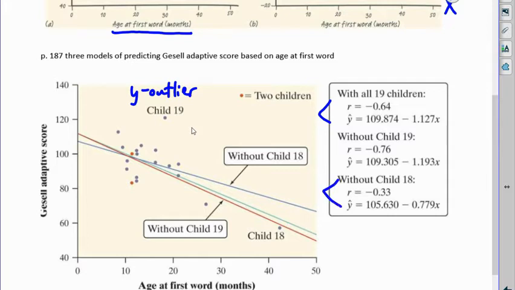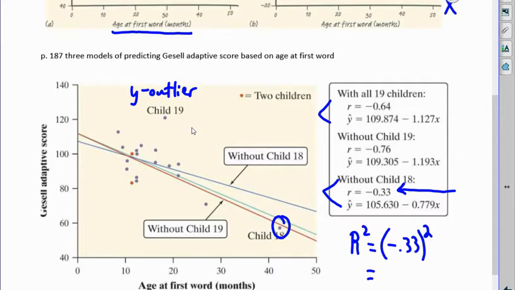So when we look at child 18, we see that our correlation coefficient drops substantially to negative 0.33. This, to me, tells me that my model is probably actually not a very good model, and really the influence of child 18 was taking over the entire model and forcing the model, the graph of the line, to just go towards that child 18 point.